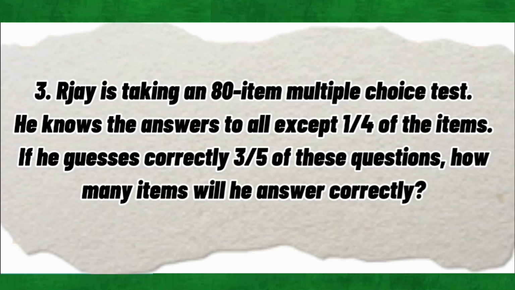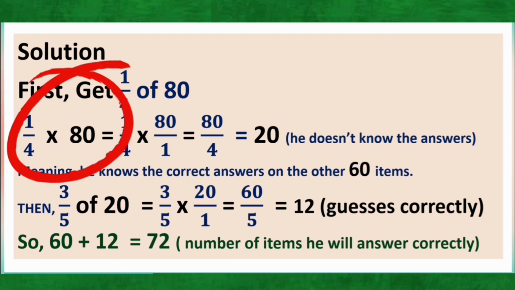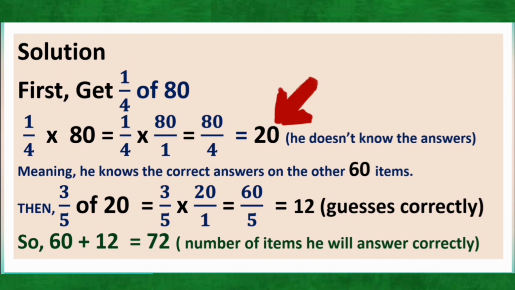Let us have another one. RJ is taking an 80-item multiple choice test. He knows the answers to all except 1/4 of the items. If he guesses correctly 3/5 of these questions, how many items will he answer correctly? For our solution, first, get 1/4 of 80. 1/4 times 80 is equal to 20.